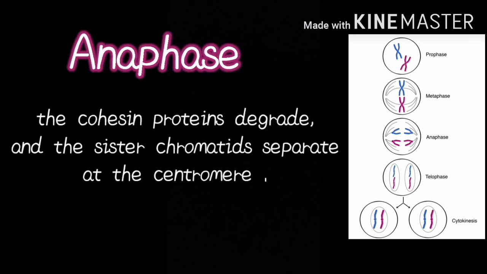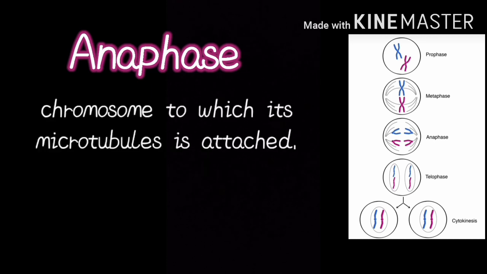Anaphase. During anaphase, or upward phase, the cohesin proteins degrade and the sister chromatids separate at the centromere. Each chromatid, now called a chromosome, is pulled rapidly toward a centrosome to which its microtubule is attached. The cell becomes visibly elongated as the polar microtubules slide against each other at the metaphase plate where they overlap.